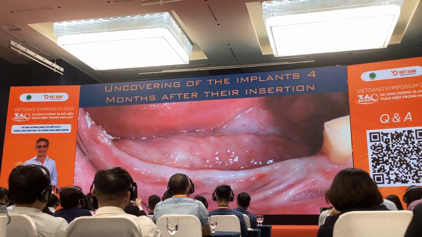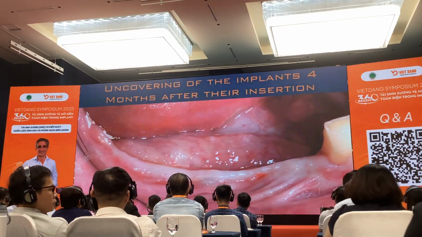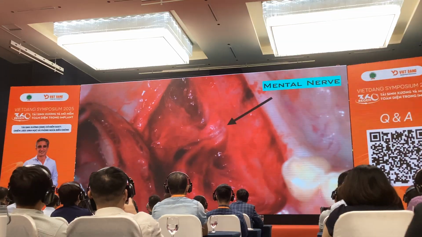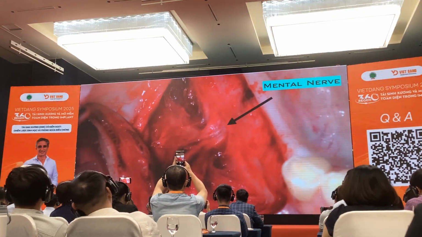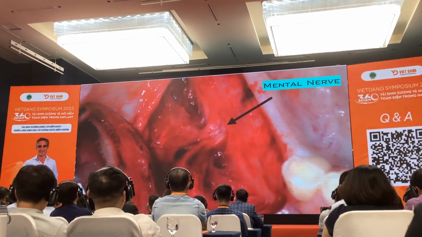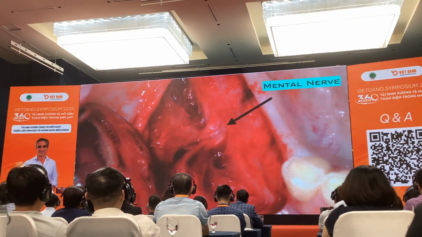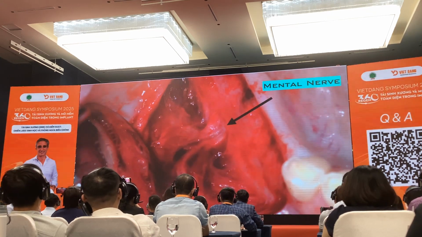No fornix, no keratinized tissue band. And so I elevated the half thickness flap. If you perform this procedure correctly, you have to proceed with soft tissue elevation until reaching the mental nerve.